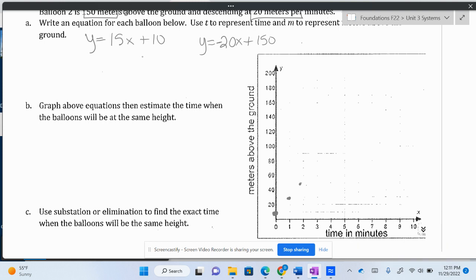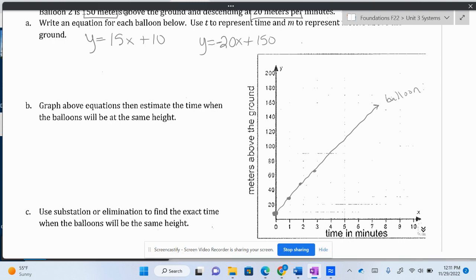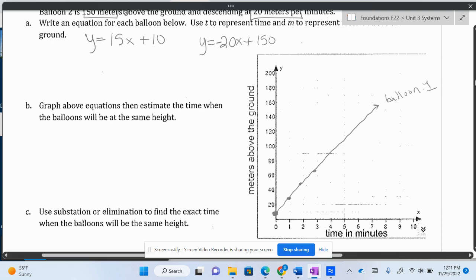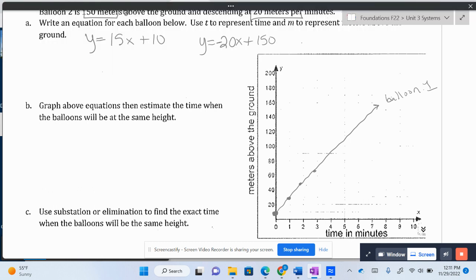So 50, and then 3 puts me at 75. So it's something like this. This is my balloon 1. Okay. Now balloon number 2 is descending. Thank you, Gavin. So I begin at 150, but I go down 20 each time, down 20 each time, down 20 each time. So this is looking something like this.